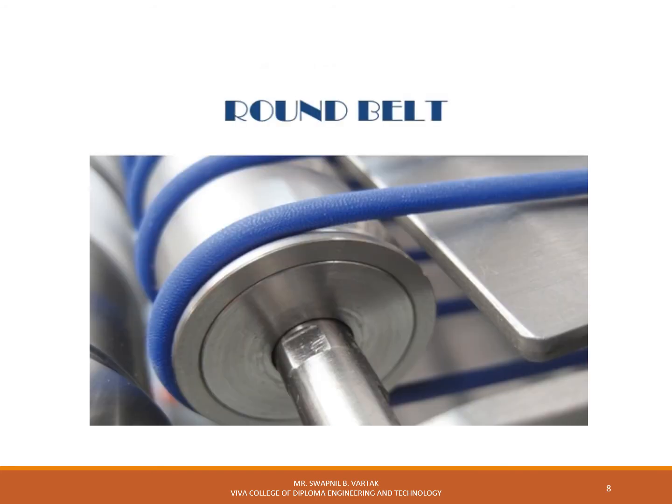Round belt. It is used where a large amount of power transmission is required. It is circular in cross section. It is used where the distance between the two pulleys is more than 8 meters apart.